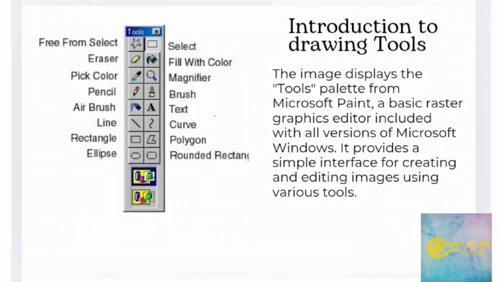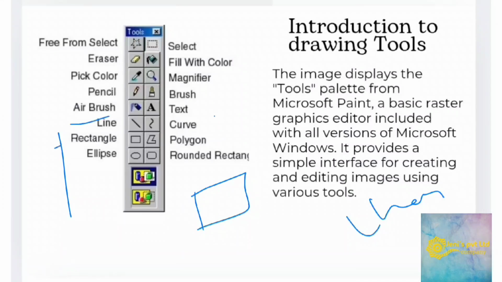Then there are line, rectangle, curve, polygon, rounded rectangle, and ellipse, which are the shapes. If you are going to perform mathematical operations or chart preparation, you can use these tools: line, rectangle, ellipse, curve, polygon, and rounded rectangle. So these are the tools mentioned in the Microsoft package.